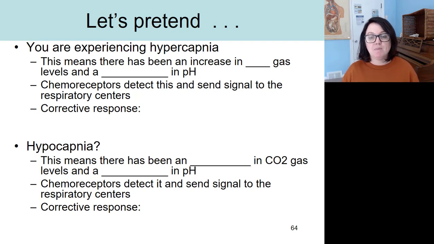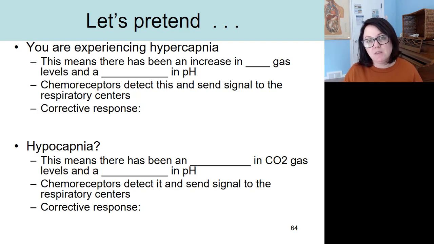If we have hypocapnia, this means there has been a decrease in carbon dioxide levels in our body fluids. When CO2 levels decrease, the blood becomes more alkaline, meaning the pH has increased. The chemoreceptors detect this increase in pH and send signals to the respiratory centers. The respiratory centers need to send signals to the diaphragm and intercostals, decreasing the rate and depth of breathing because we need to retain more carbon dioxide. We don't have enough carbon dioxide.